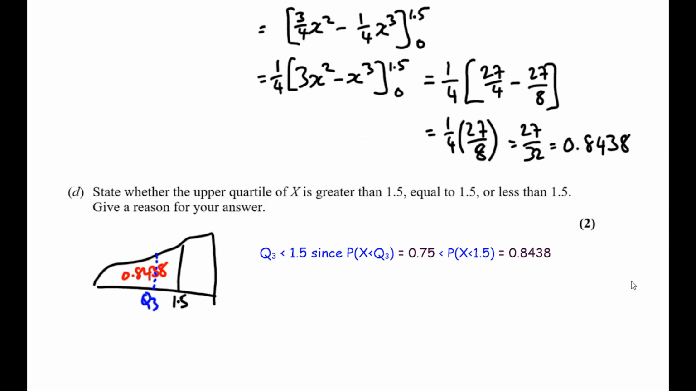All right, and this is my response. So the upper quartile Q3 is going to be less than 1.5, since the probability of being less than the upper quartile, that's 0.75, is less than the probability that x is less than 1.5, which was 0.8438. Okay, the diagram clarified it for me, and a sensible statement here is what's going to get you your final marks.